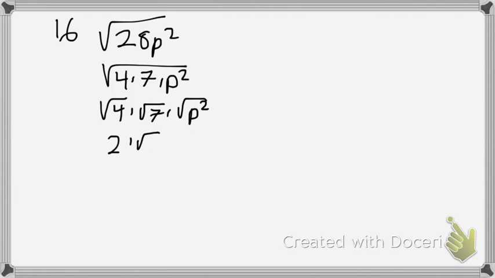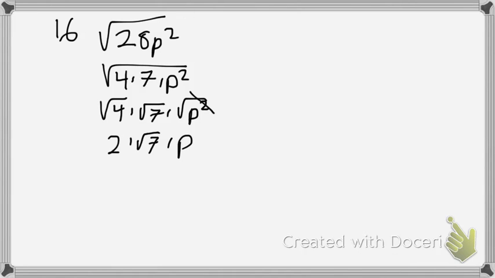So now I have 2 times the square root of 7 times, now remember, squares and radicals and exponents are inverse operations. So if I have the square root of p squared, that just gives me p.